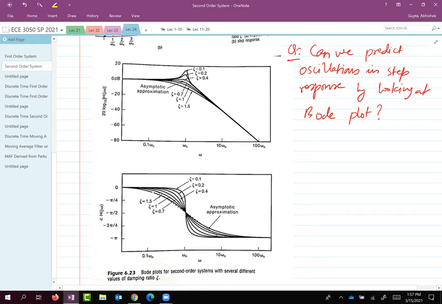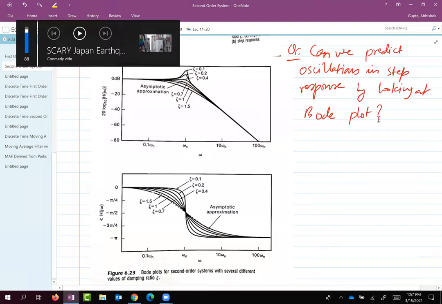Okay, so that's the question. So anything specific, what do you notice in the Bode plot for values of zeta less than one and for values of zeta greater than one? Anything surprising that you notice? Anyone notices? The ones that are less than one are above the negative three decibel. Right.